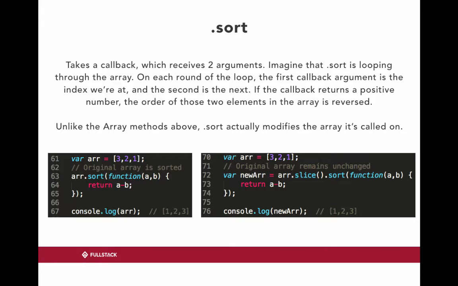If I said return B minus A, it would stay exactly as is, because that's what you do when you want descending order. Then it moves to the next one, and so now this is A and this is B, and it does the same thing. It does that over and over until it goes through without changing anything. And then it's done. And you have your array sorted however you ask the callback to make it sorted for you.